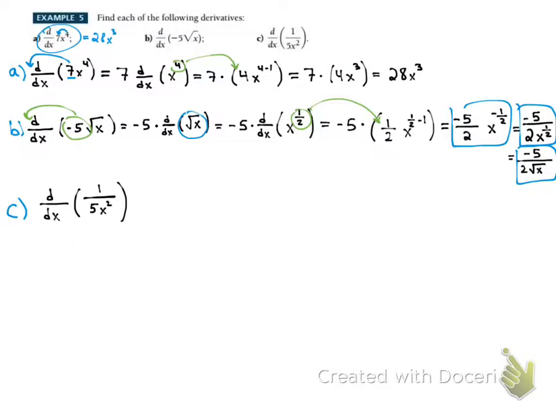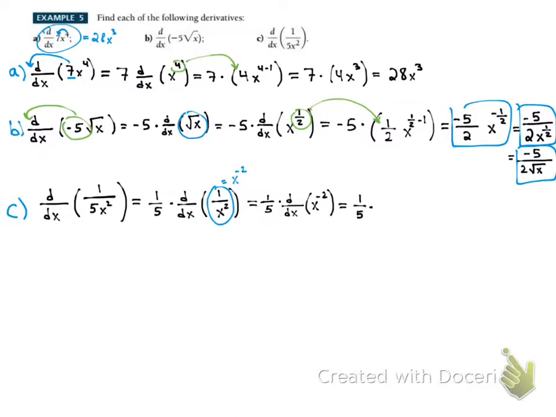Okay, in part C, we have the derivative of 1 over 5 times x squared. First, notice we have this 1/5 right here, so let's pull that out. That's a constant. So we have 1/5 times the derivative of 1 over x squared. Now we need to take this 1 over x squared and rewrite it like a power function. So now we use the negative exponent rule, and we can rewrite this as x to the negative 2 power. So we have 1/5 times the derivative of x to the negative 2. Okay, so the 1/5, that's just hanging out on the outside.